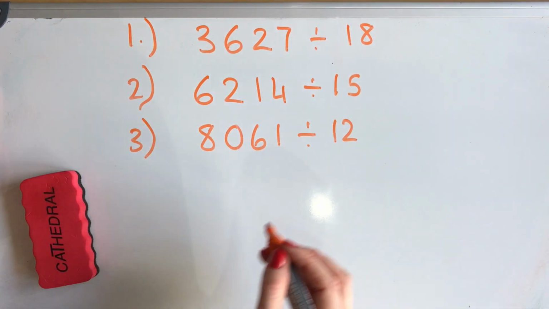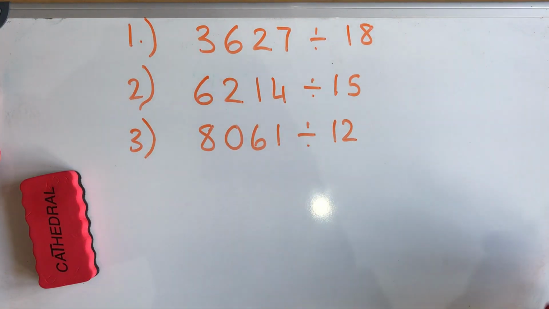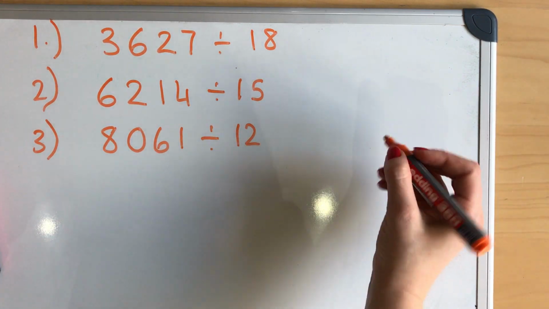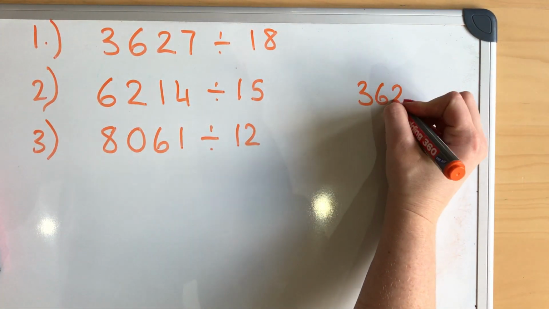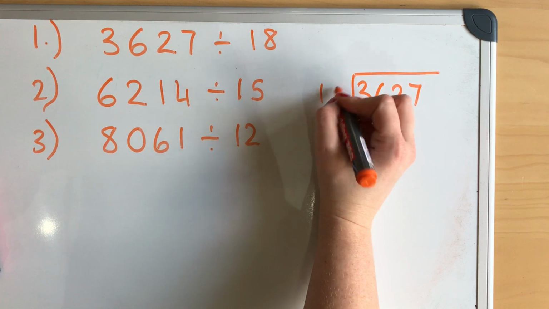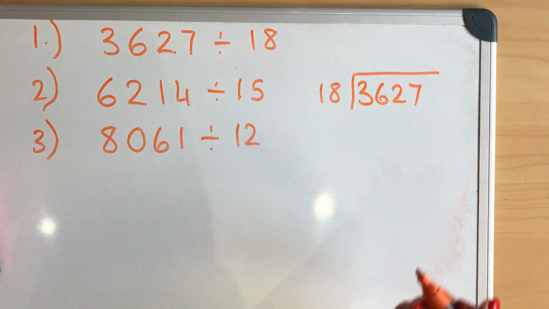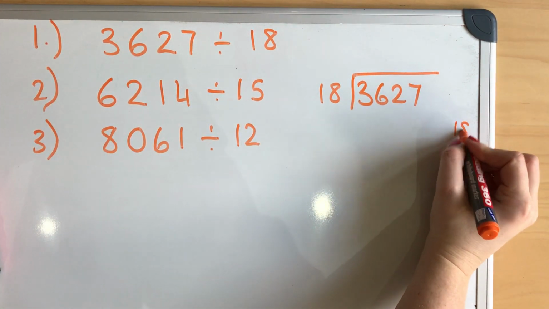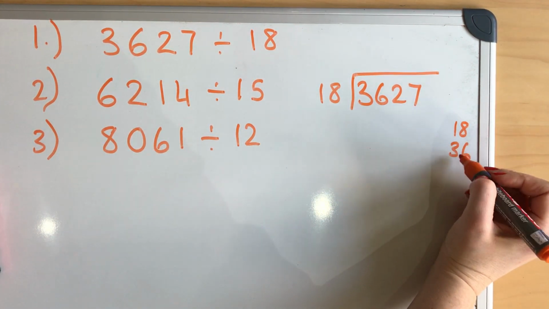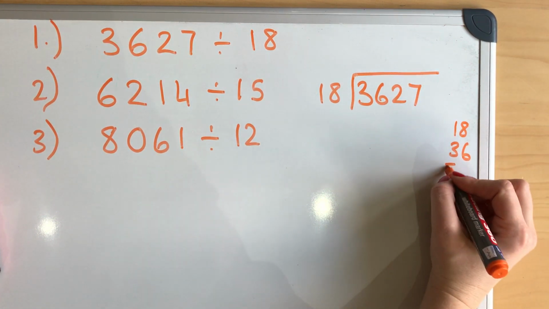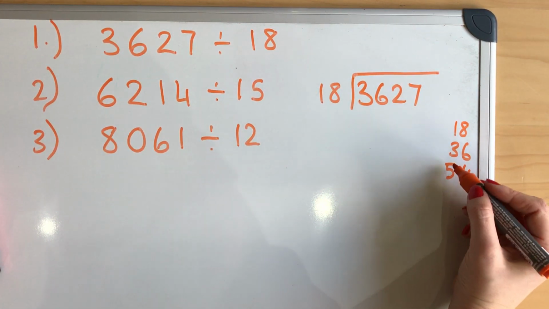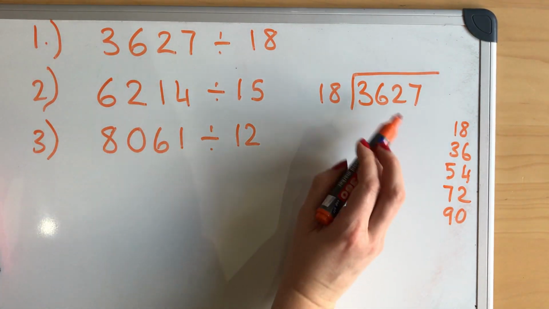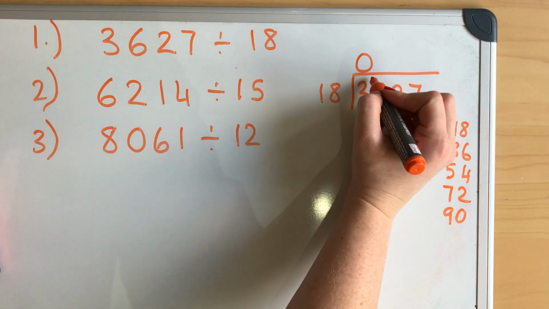Okay, I'm going to start with 3,627. Let me move my board. So we've got 3,627 divided by 18. I'm going to use the short bus stop for this one. So I know 18, 36, and then 54, 72, and 90. So I can see there are 0, so I need to carry over the 3.